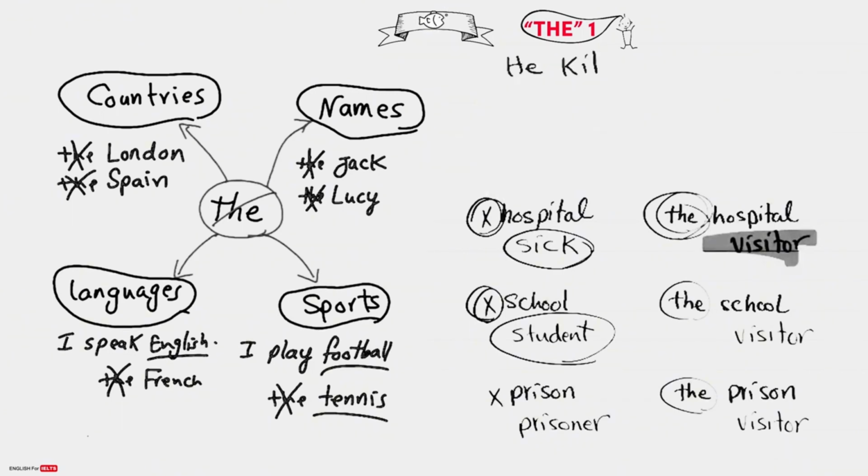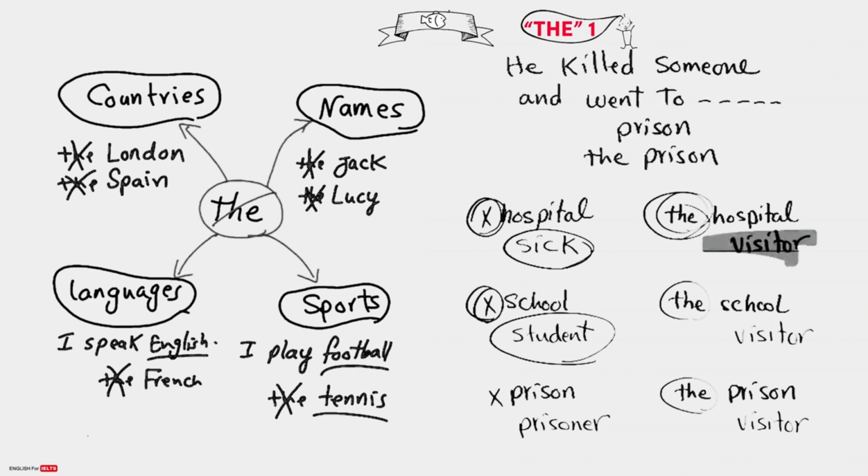Now you answer this one. He killed someone and went to prison or the prison. What do you think, guys? And notice here, he killed. He's a killer. Okay, let me see your answers.